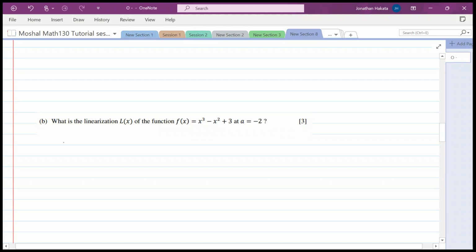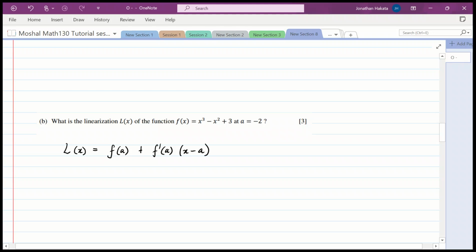I would like to believe that you recall the formula that you were taught in class, that the linearization of a function is equal to what? You evaluate the function at the given point A, and then to it you add the f prime at A, then x minus A.